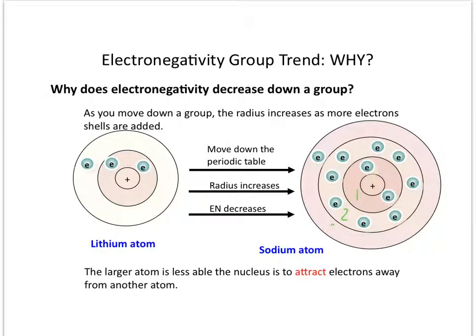Remember that the additional energy levels play a role in that. Every time we add an additional energy level to the atom, the nucleus has a harder time dealing with those outermost electrons due to the shielding of the inner core electrons. That's also going to help us explain why the nucleus is not going to be able to grab an electron from a different atom. It's not going to be strong enough to pull an electron from a different atom due to this shielding. So the larger the atom, the less able the nucleus is to attract electrons away from a different atom.